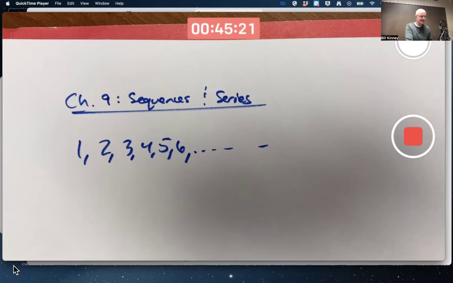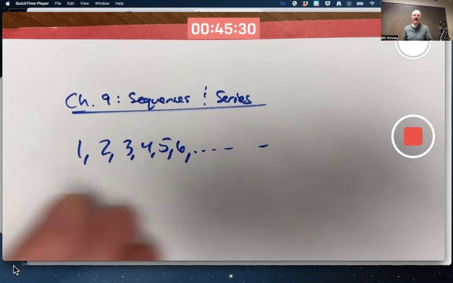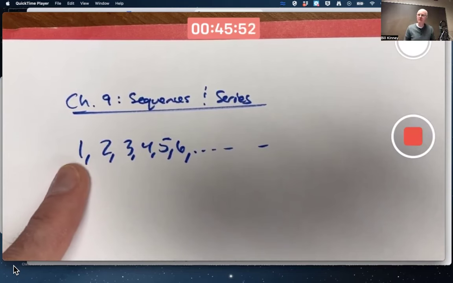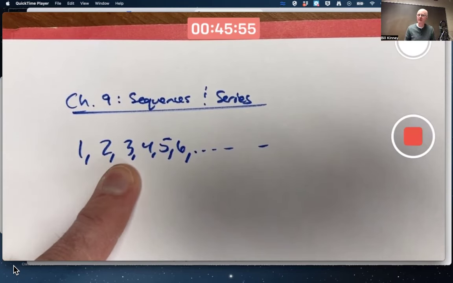Technically, this as a sequence is different than this as a set, because sequence means they go in order. With sets, yes, you can write the numbers in the same order, but I could rewrite the numbers in a different order and it would still be the same set. With sets, you don't really care about the order, though sometimes it's convenient to write them in a certain order. With sequences, you care about the ordering. This is called the first term, that's called the second term, this is called the third term, etc.